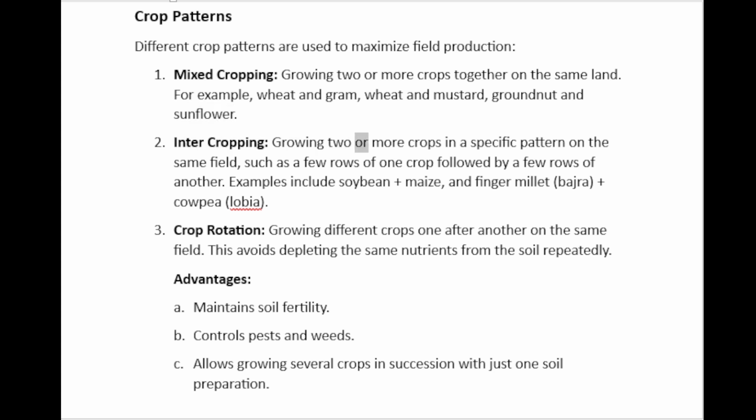Intercropping, growing two or more crops in a specific pattern on the same field, such as a few rows of one crop followed by a few rows of another. Examples include soybean plus maize, and finger millet (bajra) plus cowpea (lobia). Crop rotation, growing different crops one after another on the same field. This avoids depleting the same nutrients from the soil repeatedly.